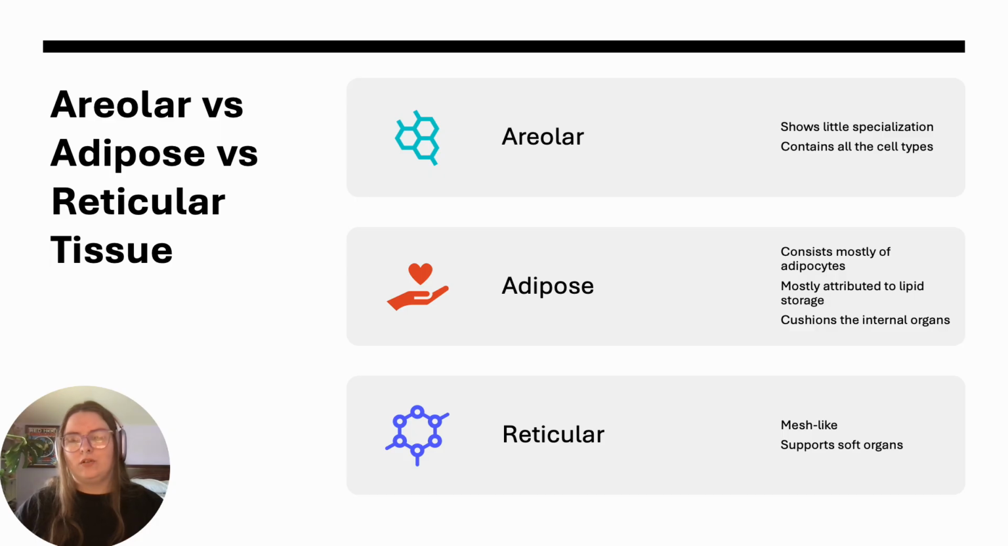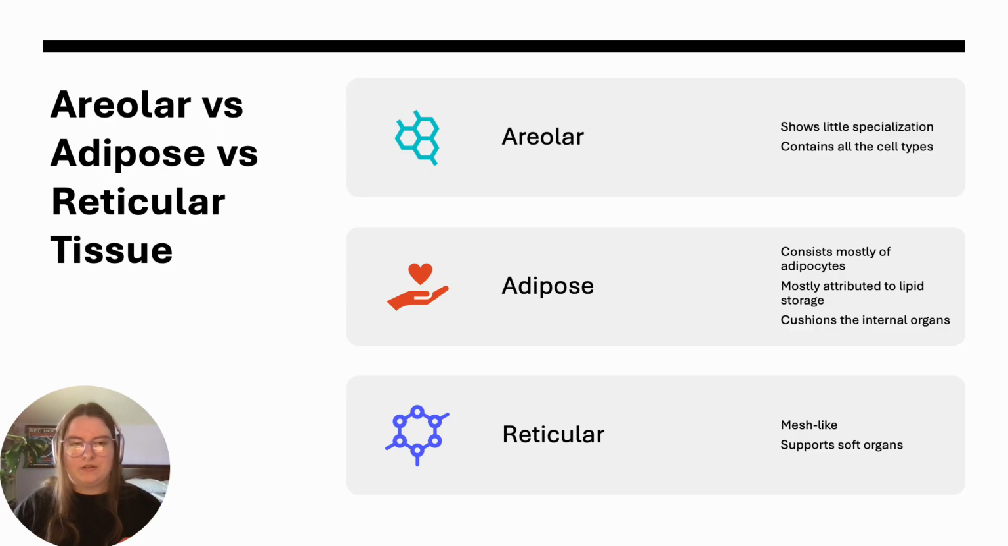Now, talking about loose connective tissue, we have the three subtypes: areolar, adipose, and reticular. Areolar shows very little specialization and contains all the cell types as discussed in the previous slide. The cell types are arranged in a random web-like pattern, and it fills the spaces between muscle fibers. It supports organs, and surrounds blood and lymph vessels. This is the main connective tissue component of epithelial membranes.